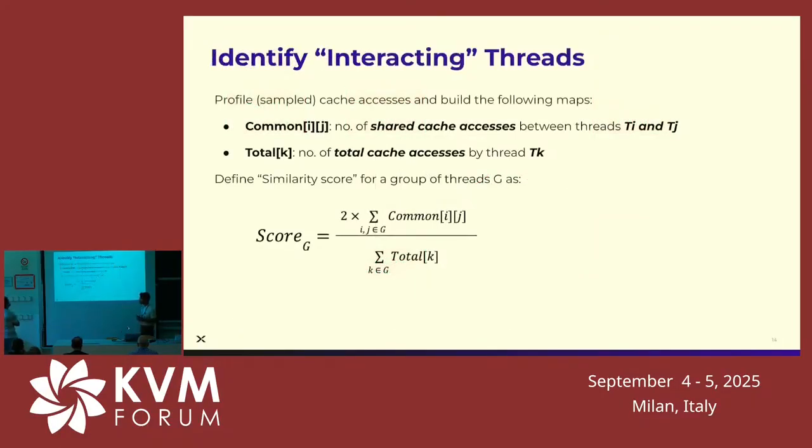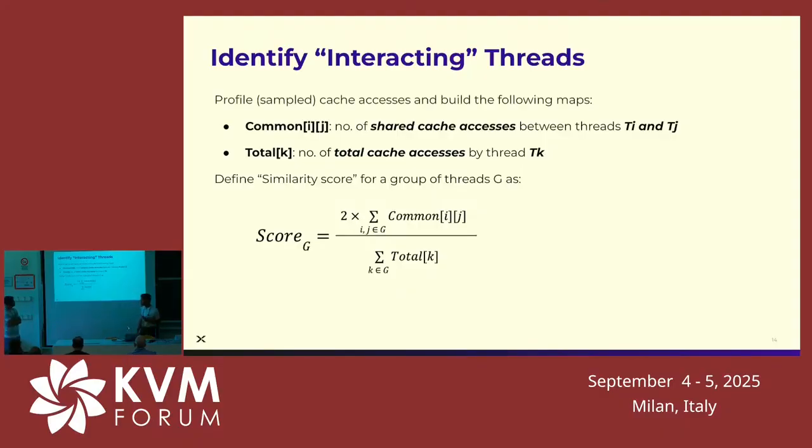So let's talk about how we actually identify the interacting threads. Our profiler basically gives us raw data where we have the information of which thread is accessing which physical address and how many times. And with that data, we construct these two maps. The first one is common(i,j), a two-dimensional map, by the way. Common(i,j) tells us the number of shared cache accesses between the threads Ti and Tj. The second one, total, is a 1D map, and total(k) tells us the total number of cache accesses by a thread Tk.